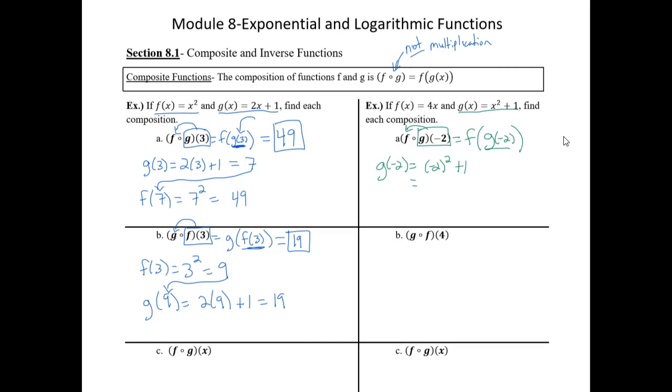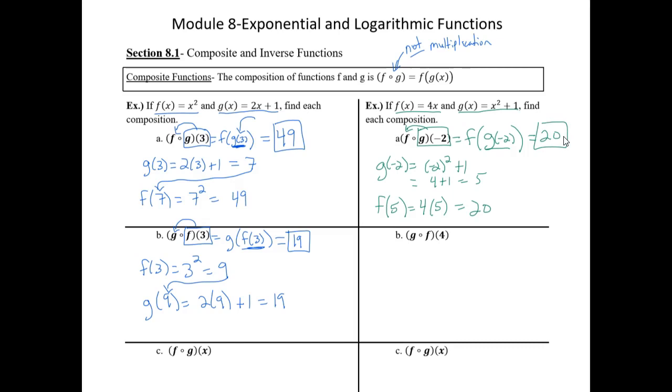Negative 2 squared is 4, and 4 plus 1 is 5. Now that solution is going into function f. So f of 5. Going over to f, that's 4 times, replacing x with 5, and we get 20. So f of g of negative 2 is 20.